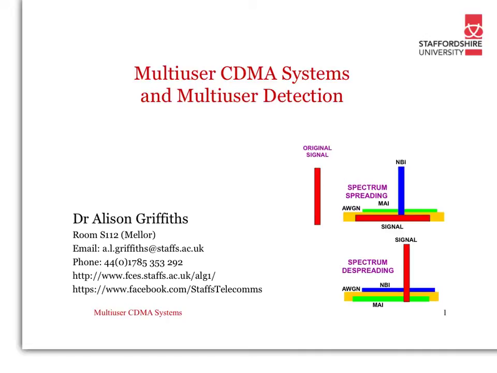Contact details are given here, and today I'm going to talk about multi-user CDMA systems and multi-user detection. I'm going to show how we can send an original signal across a shared channel with lots and lots of other users. We're going to spread that signal so it's nice and wide, as shown here. We have other users sending information through this channel. And there will also be some narrowband interference, and I will show how we will recover this signal back again.